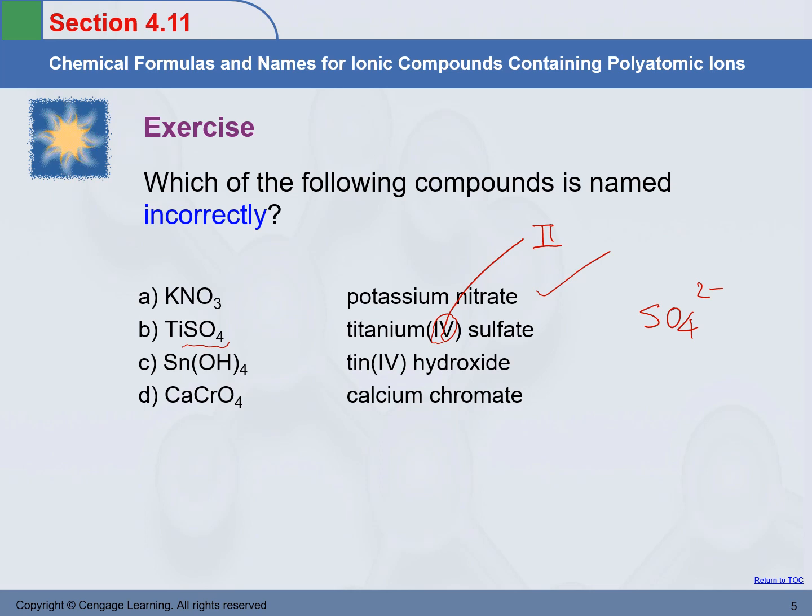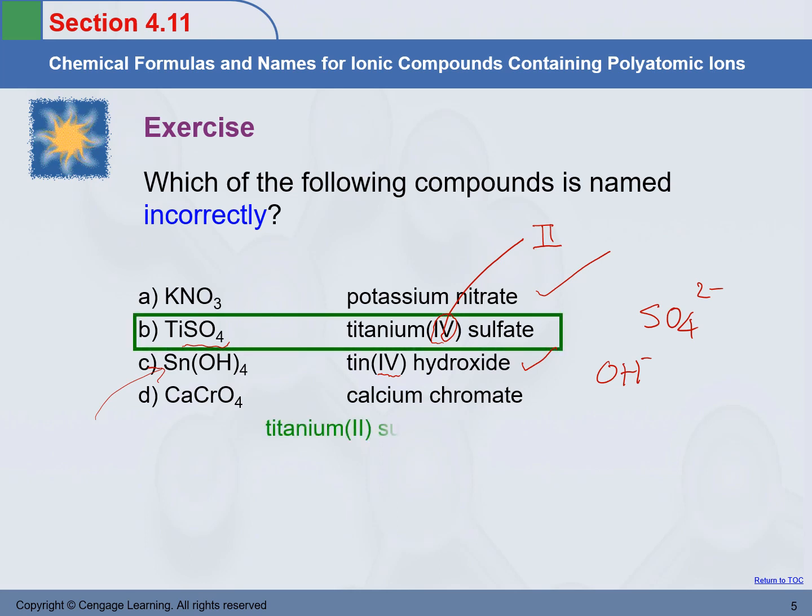Tin(IV) hydroxide. Well, hydroxide is 1 negative. We have 4 of those. That's 4 negative. Tin must be 4+, and tin is one of those metals that may carry variable charges. So you do need a Roman numeral. So this is correct. Calcium chromate. Okay, we didn't cover chromate ions in the table, so don't worry about this one. That's the answer. The correct name is titanium(II) sulfate.